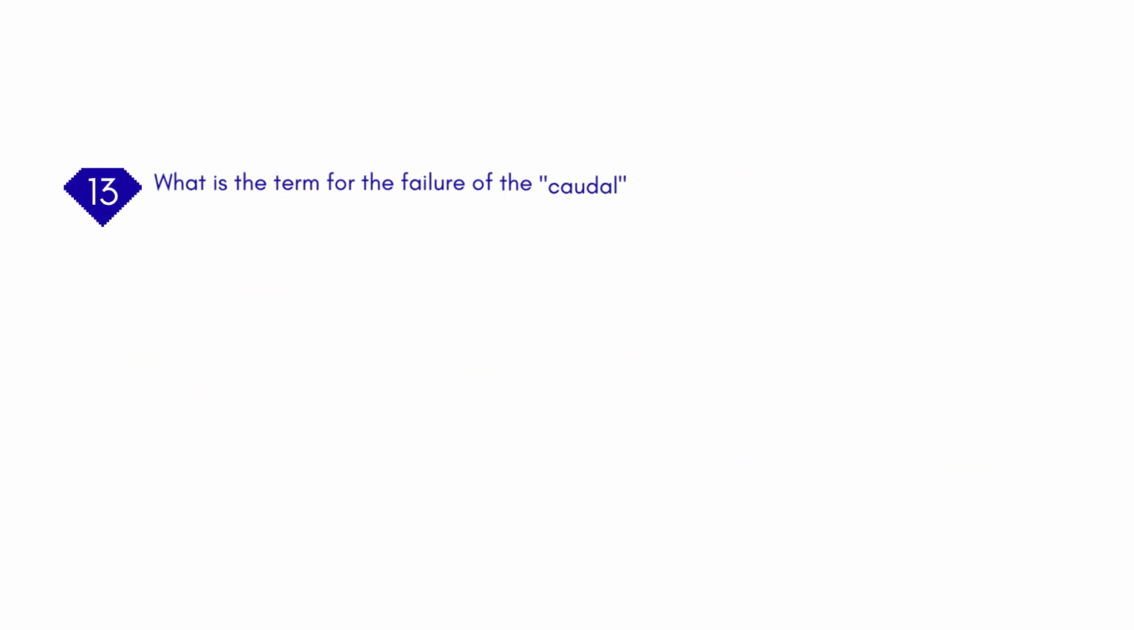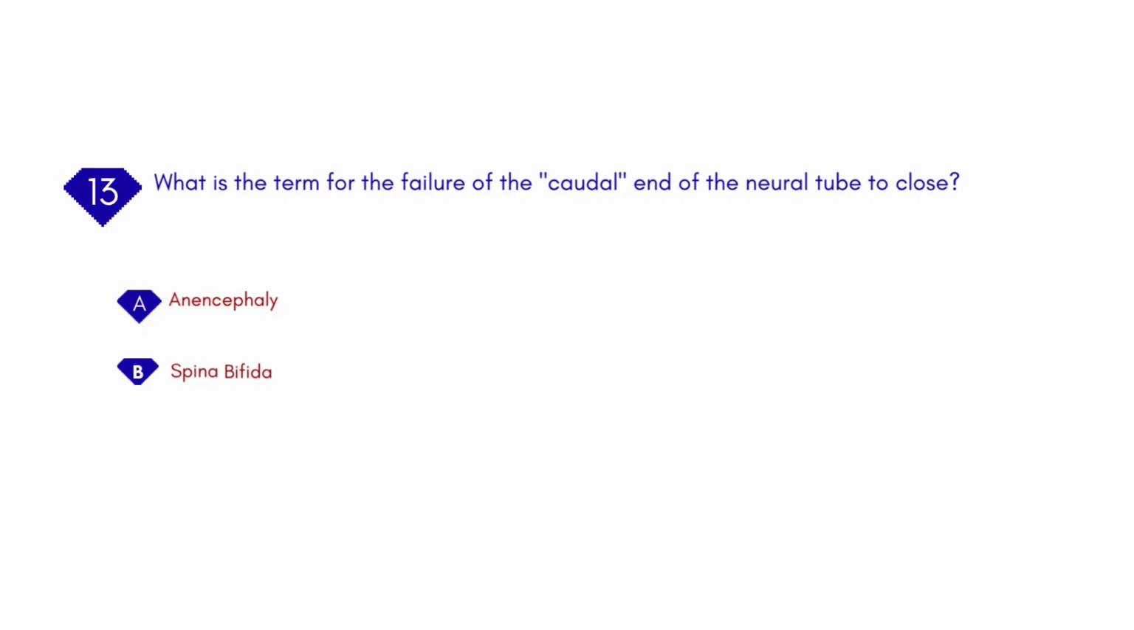What is the term for the failure of the caudal end of the neural tube to close? A. Anencephaly. B. Spina bifida. C. Encephalocele. D. Gastroschisis. Answer: B.